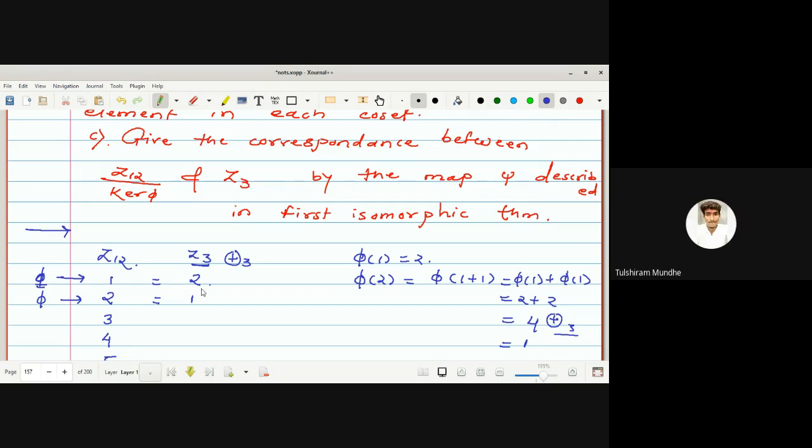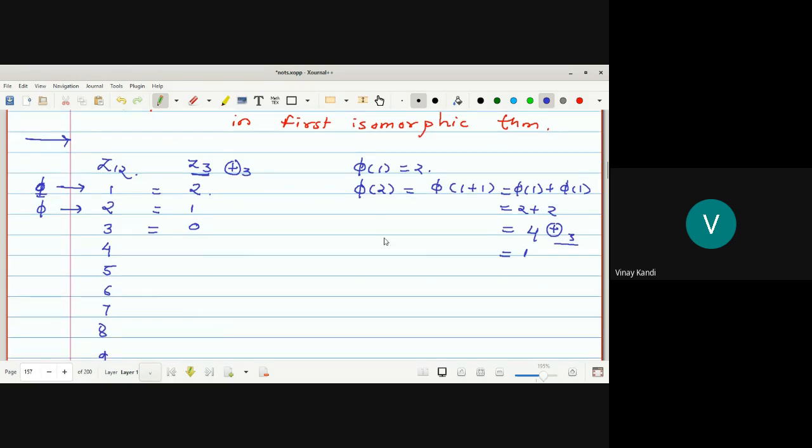0. Very good. Phi of 3 is 0. How did this come? Phi of 1 plus 1 plus 1, and again phi of 1 will come here. So 2 plus 2 plus 2, that is 6. 6 addition modulo 3 is 0. Okay, any doubt? No, sir. Okay, now tell me what is the value of phi of 4? 2. Very good. Phi of 4 is equal to 2. Phi of 5?